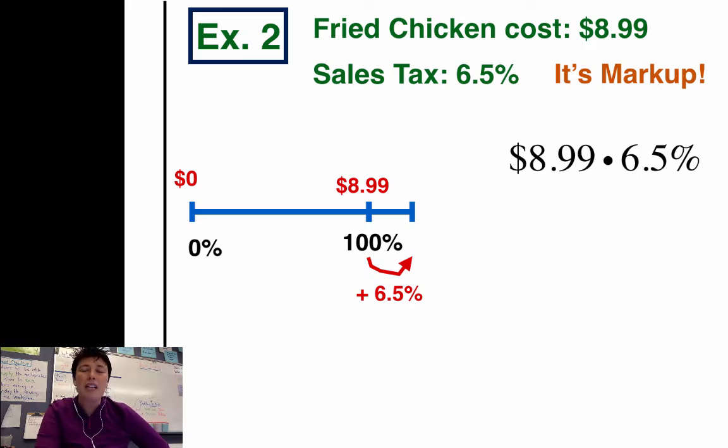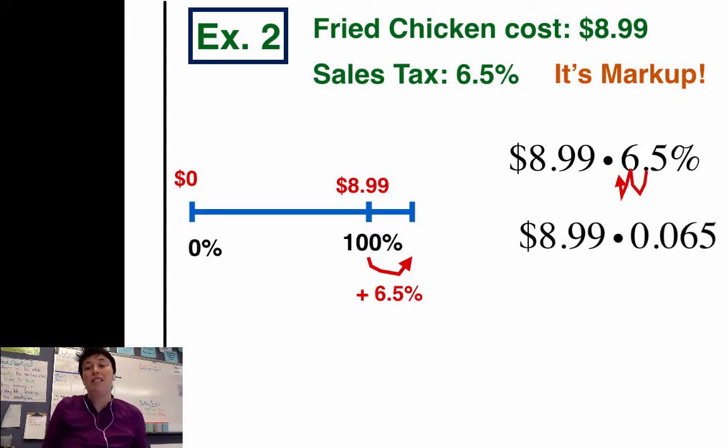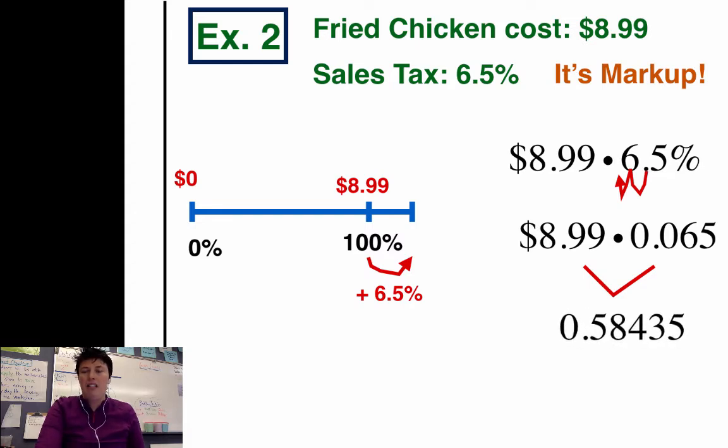So 8.99 times 6.5%, well, we've got to move the decimal over. So we're going to do 8.99 times 0.065. That's how I'm going to do it in my calculator, change it to a decimal. And 8.99 times 0.065 is this long decimal, like 0.58435. So I have to round again because it's money. So it's about 58 cents basically.